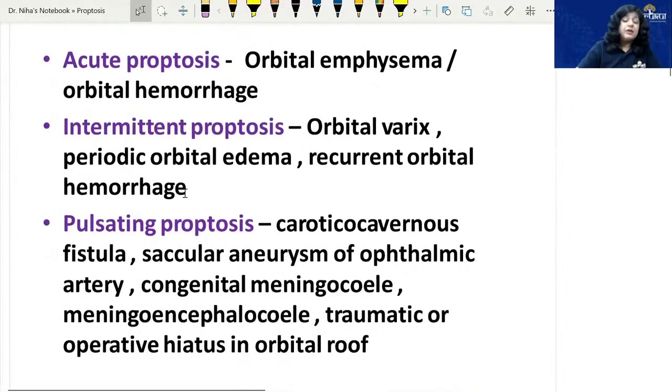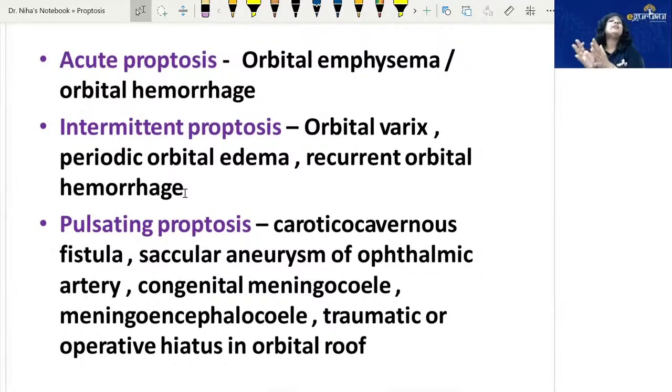Now, going by some of the very important types of proptosis, if I am having an acute proptosis in my clinical scenario, then what are the things I should think? I should be thinking about emphysemas and orbital hemorrhage.